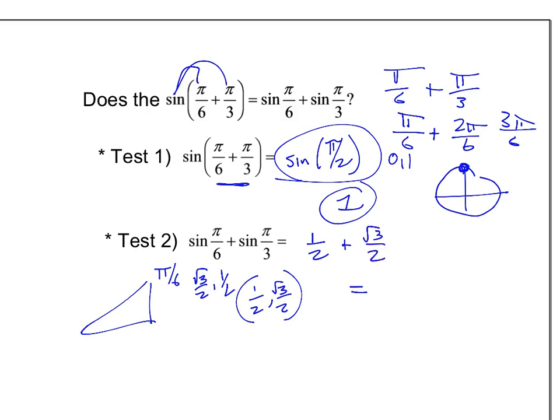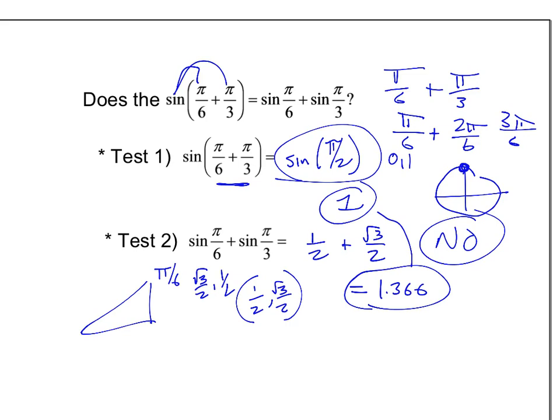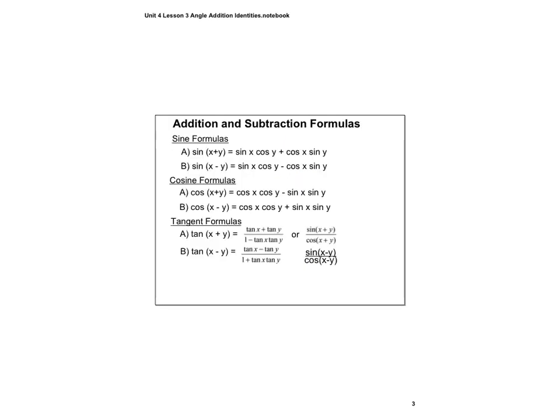So what does that equal? That equals 1.366. So are these two equal? The answer to that is no. So I can't just distribute that and have it work. Trig functions don't work the way regular variables do, like we're used to in algebra. So if it doesn't work like that, how does it work? Well, it ends up working like this.